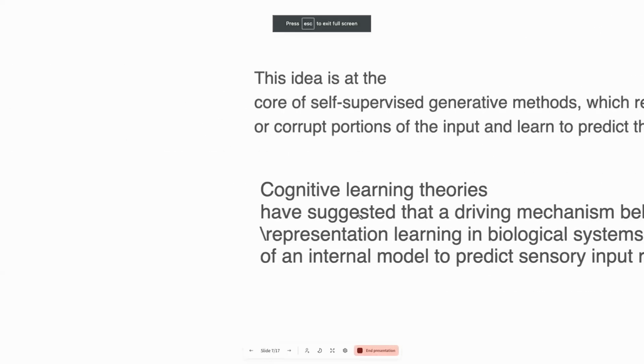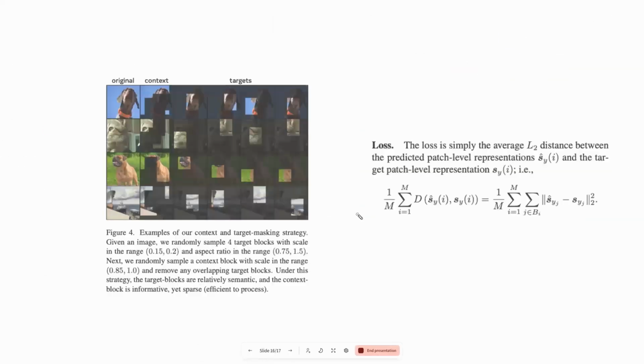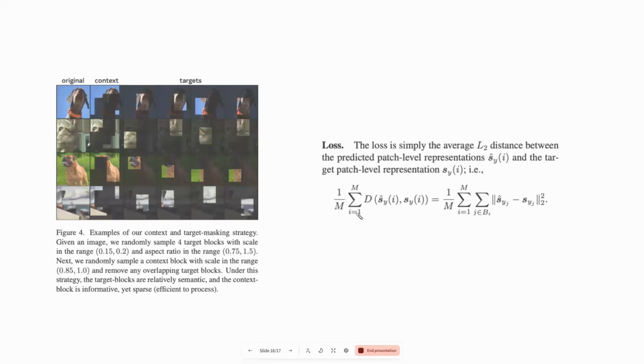Let's see. Here again, I think they do a good job of visually representing the idea. This is your original image in your unsupervised, or unlabeled, training data. This is the context, the patches that they have selected, and these are different targets. As you can see, in this case the targets are overlapping, like this target and this target are overlapping, but the context and target are non-overlapping as much as I can see.